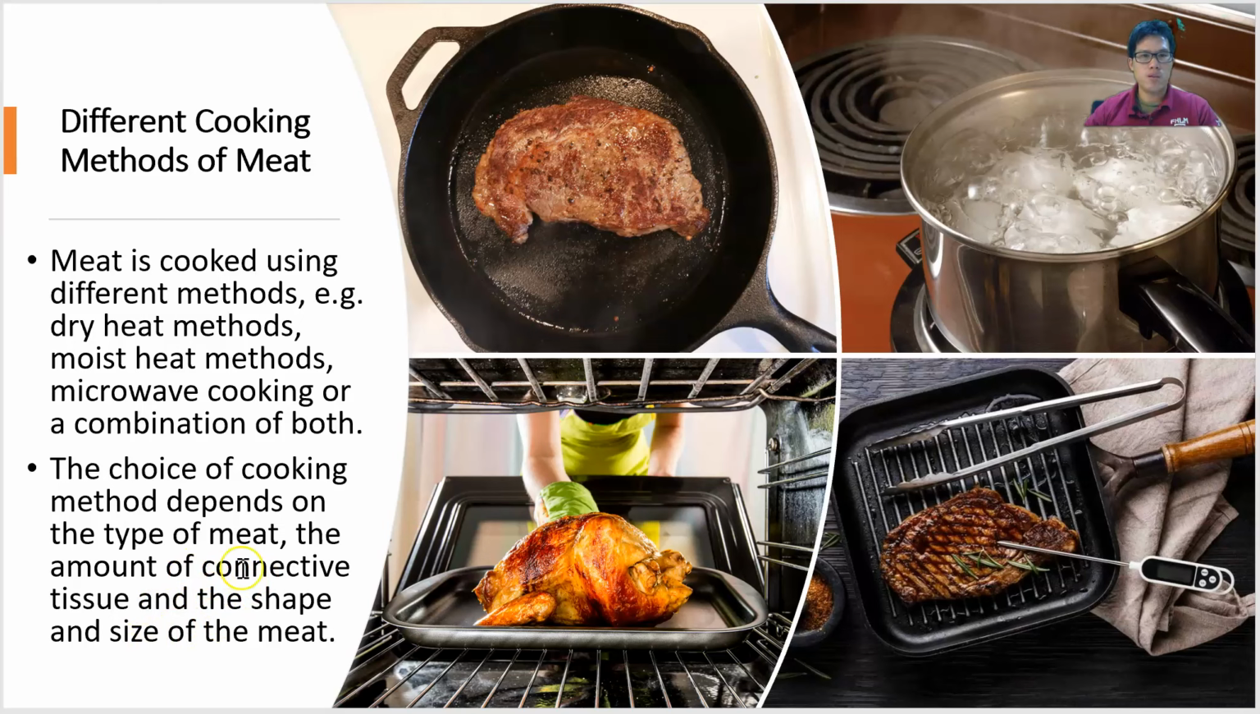For example, if there is a lot of connective tissue, usually you go for slow cooking, like a slow stew, not boiling. Stewing can soften the connective tissue.